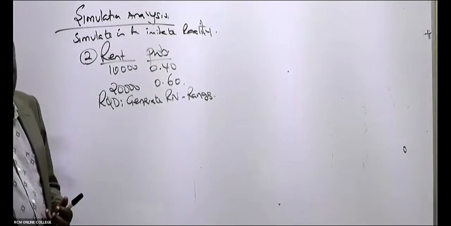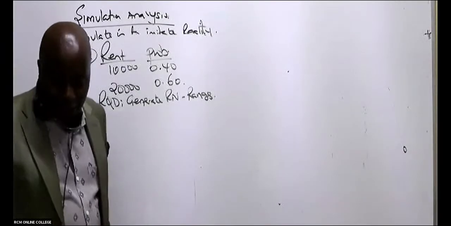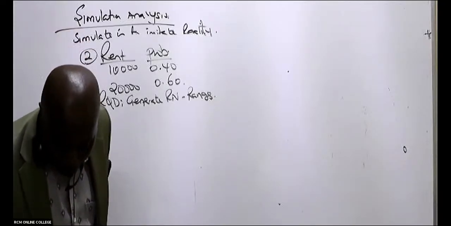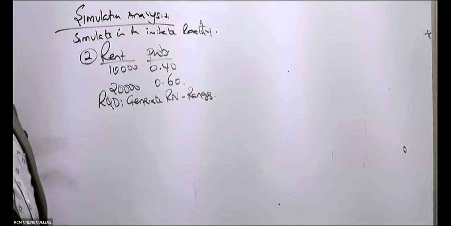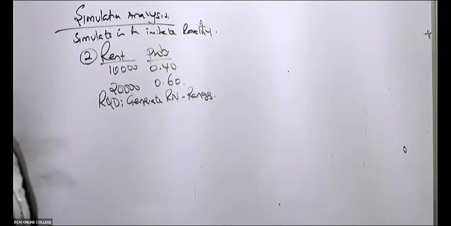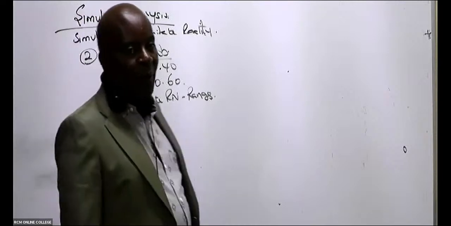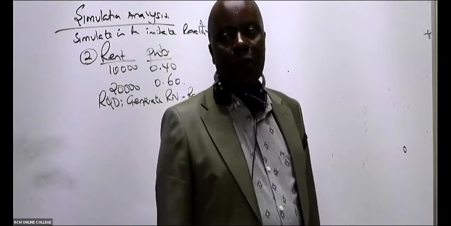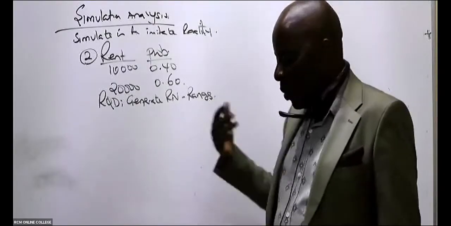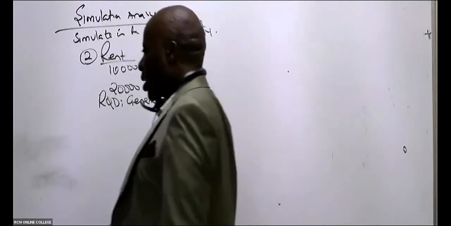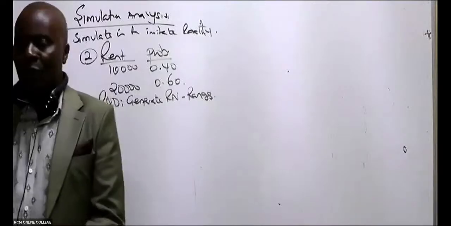Generate random number ranges. Would you kindly try generating these random number ranges for us, please? Just try. The most important thing is for you to remember that I can't generate random number ranges directly from probability. First of all, there is need for what we call cumulative probabilities. So first of all, you must do the accumulation. Come here and accumulate this.